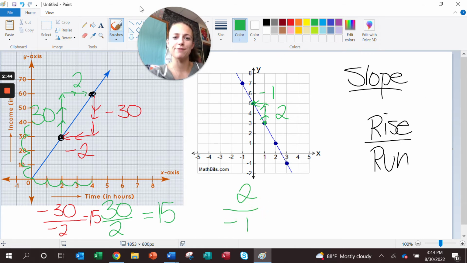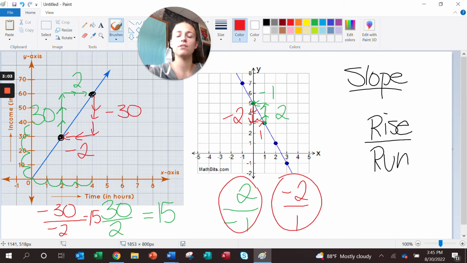If you have a different mindset, you would go the other way, meaning you go down first, 1, 2, yielding a negative 2, then 1 to the right, yielding a positive 1. If you think differently, your rise would be negative 2, your run would be positive 1. Both of these fractions simplify to the same thing, which is negative 2. So in this first picture, your slope was 15. In the second picture, your slope is negative 2.